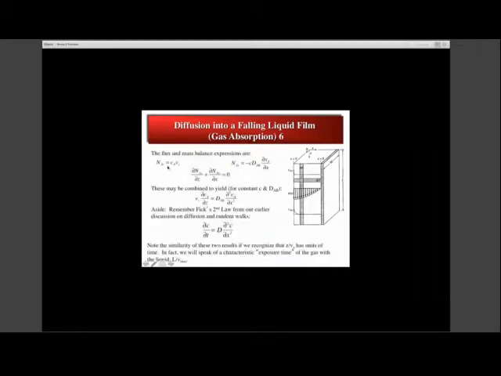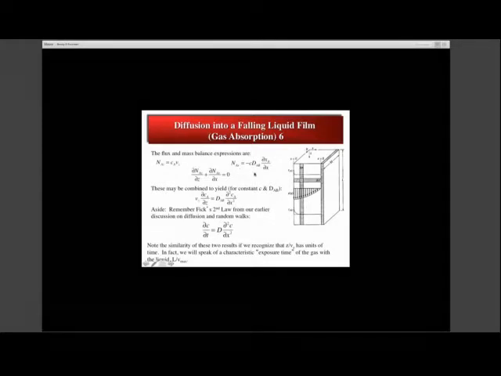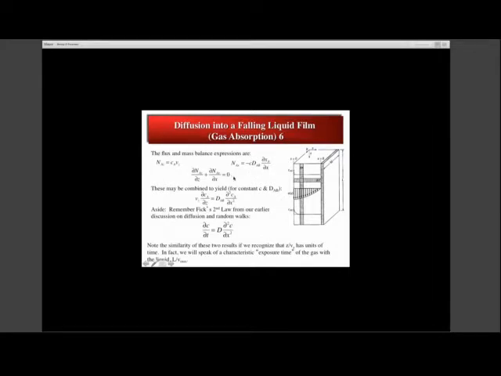Now, I can use these two expressions for the flux of Z, which is convection dominated, and the flux of A, which is diffusion dominated. I can put those back into the mass balance, and I get the expression that's shown here in the middle of the page. That is that the Z velocity times the concentration gradient in the Z direction is equal to the diffusion coefficient times the second derivative of C A with respect to X.